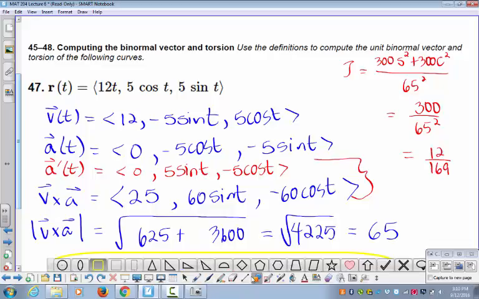12 over 169, yes. And so this has the same kind of interpretation as curvature. The bigger the number, the more rapidly it's turning and twisting out of the TN plane. And the smaller it is, the slower it's twisting out of that plane.